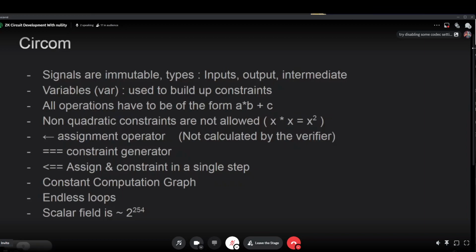The last point is that the scalar field is around 2 power 254. This is not the exact number, and why this is important is that the maximum number you can use inside this version of Circom is around 2 power 254. So if you use any number like 2 power 255, what would happen is that the number used in the calculations would be 2 power 255 modulo 2 power 254. So that's not what you want. And if you want to change this, you can. You can just fork Circom and go and change the scalar field there.